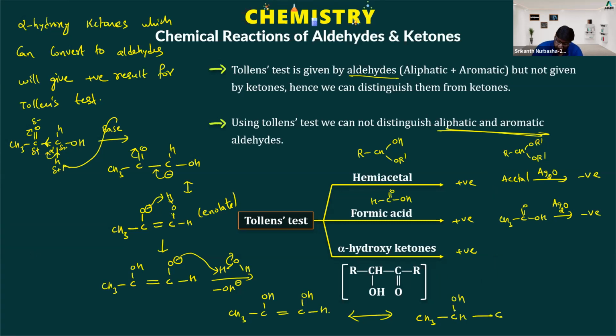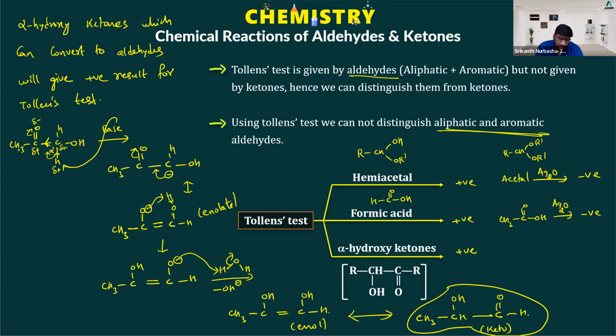Yes or no? CH double bond O, CH3 CHOH, like this is enol. This is the respective keto. You can look at this particular structure, students.